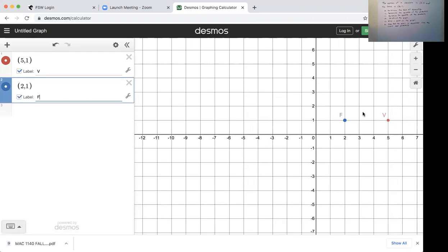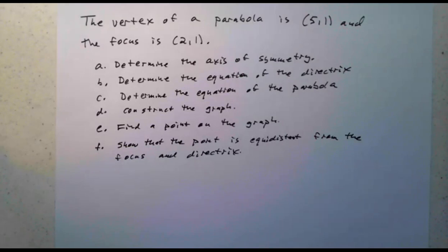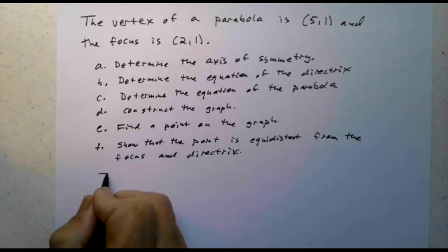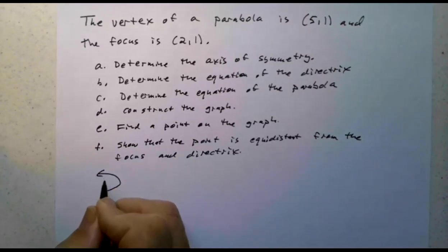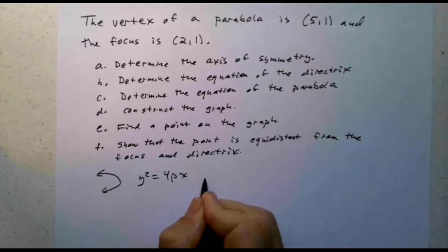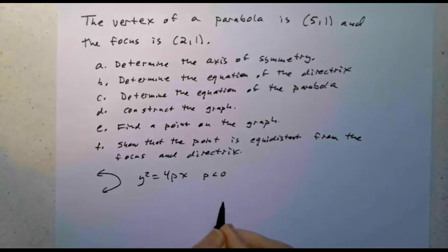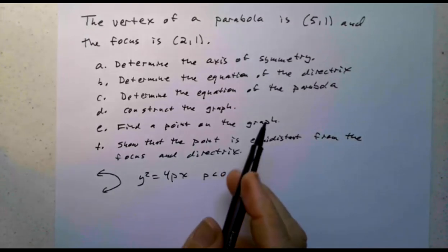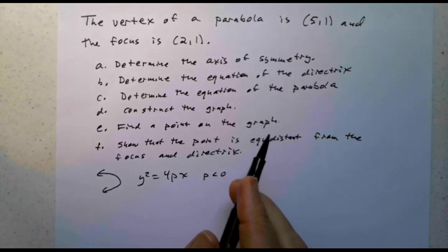Now, we start at the vertex and the parabola must encompass the focus. So this is a graph that looks like this, or a backwards C graph. So I know the shape of this is going to go this way. That's a y squared equals 4px graph, where p is negative. Except, of course, we're shifting it. The vertex is (5, 1).